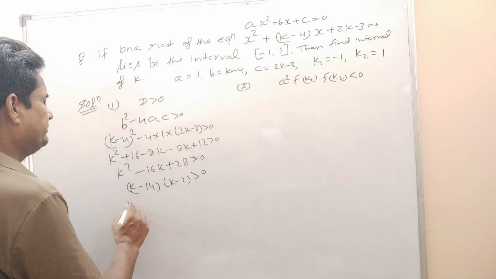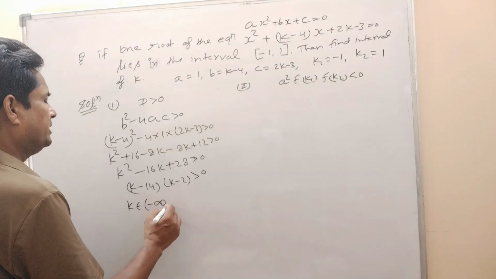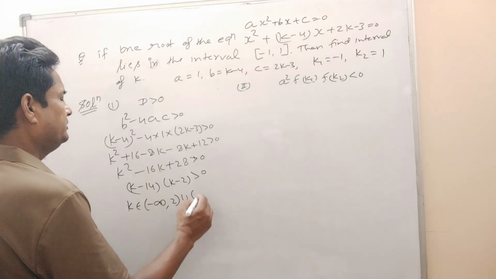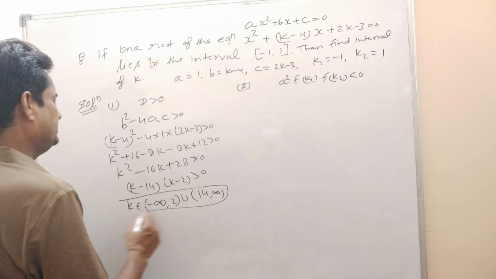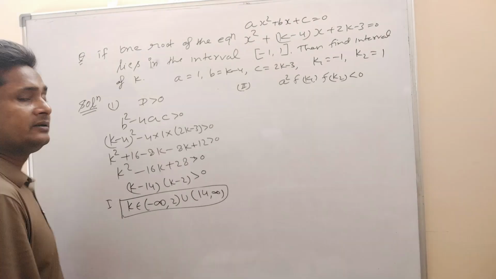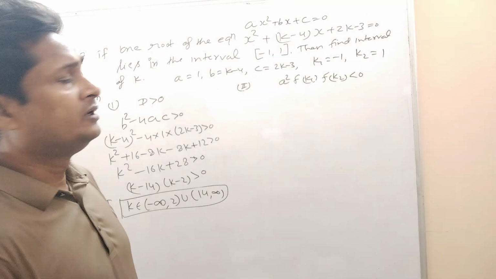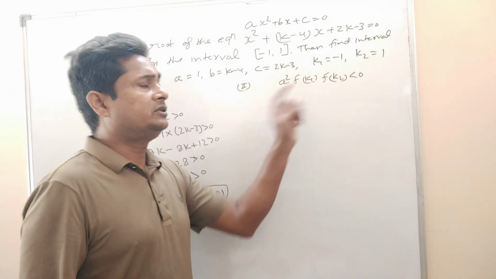So what will be the answer from here? Minus infinity to 2 union 14 to infinity. So this is the answer for case 1, condition 1. Now solve condition 2.